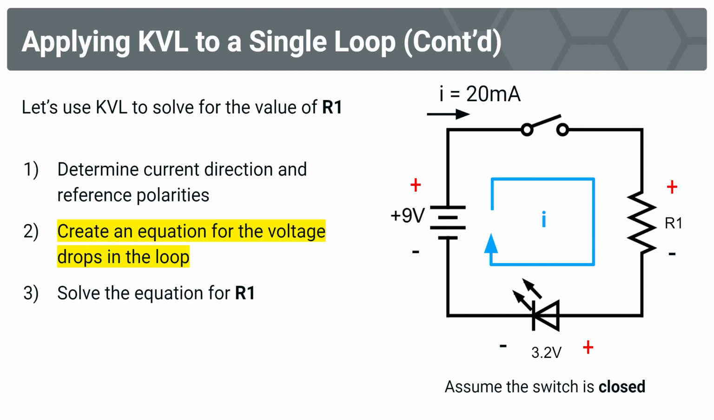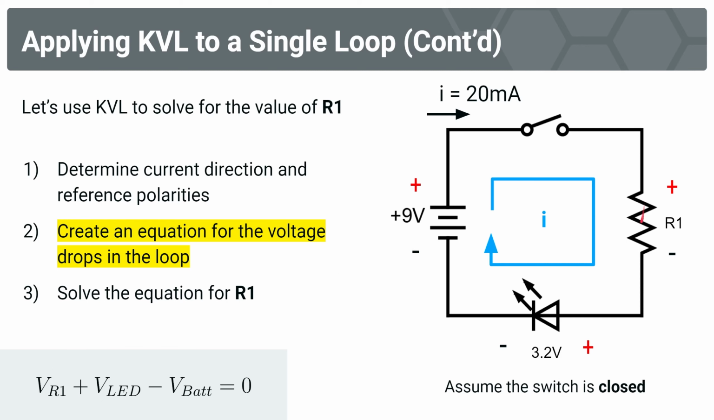Let's create that equation. So again, the reason why we determine the current direction and the reference polarities first is because that dictates the sign of each voltage drop. Now, in order to determine those signs, we will follow the direction of current through each component. We find that for this resistor, current flows from the positive to negative terminal of the resistor's voltage drop. That creates our first variable in our KVL equation, positive VR1.